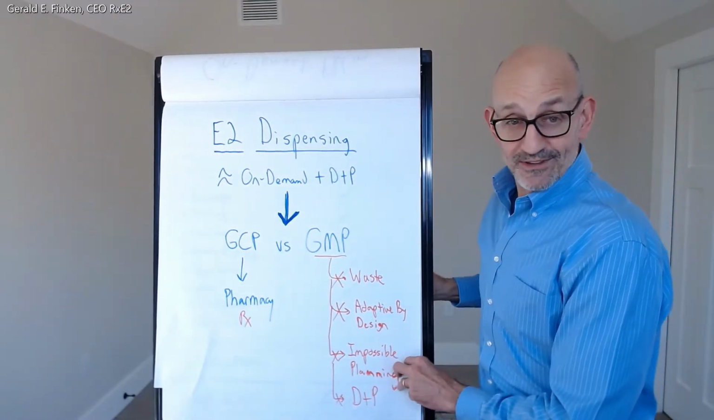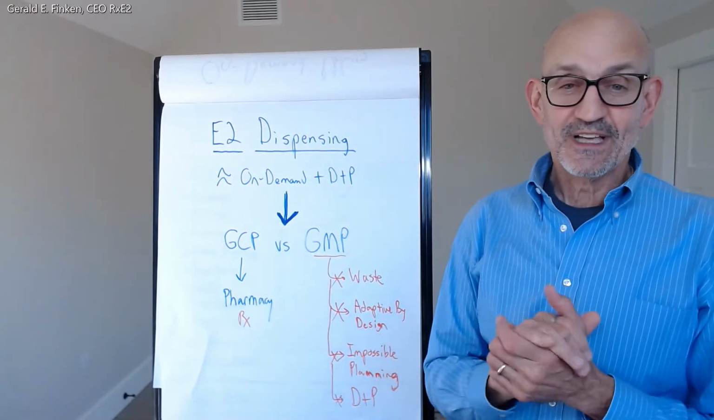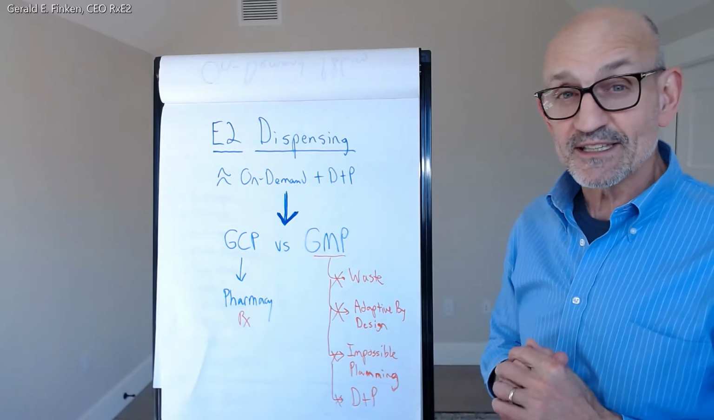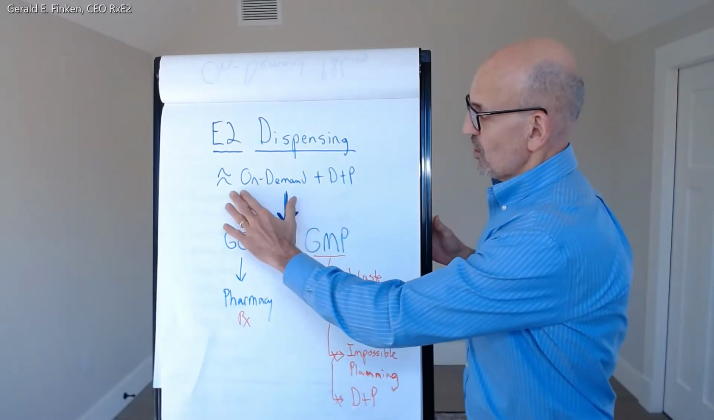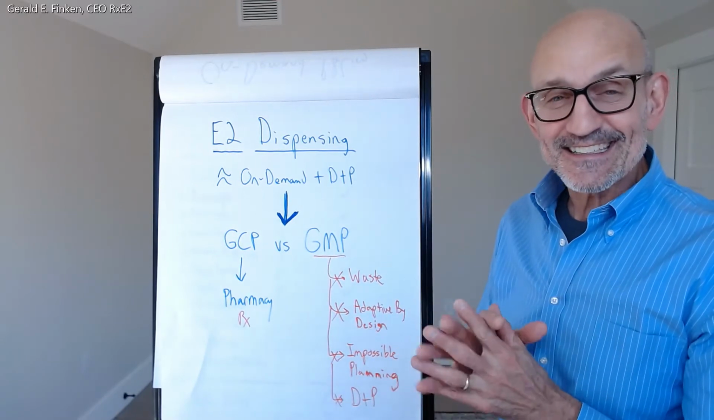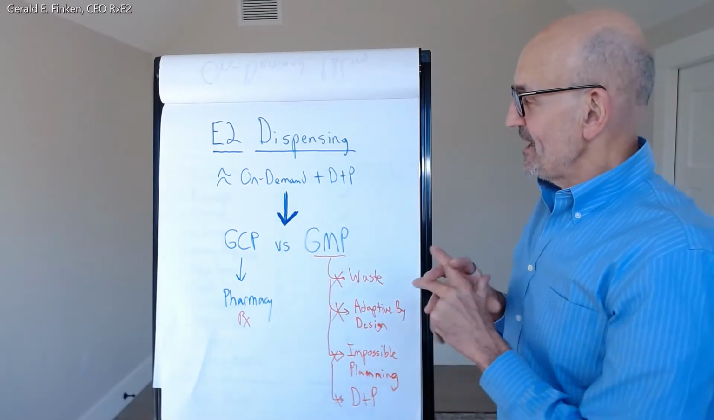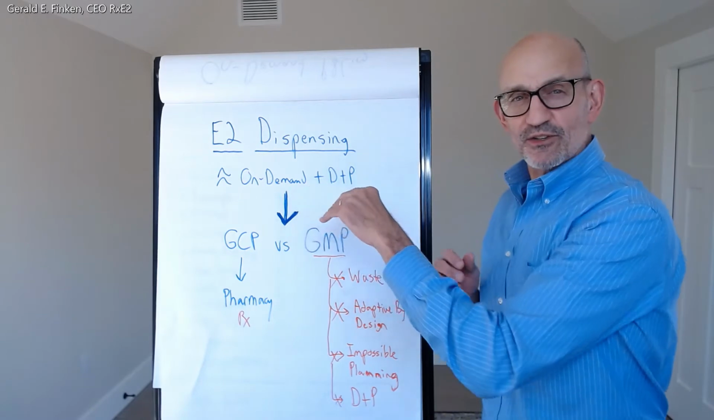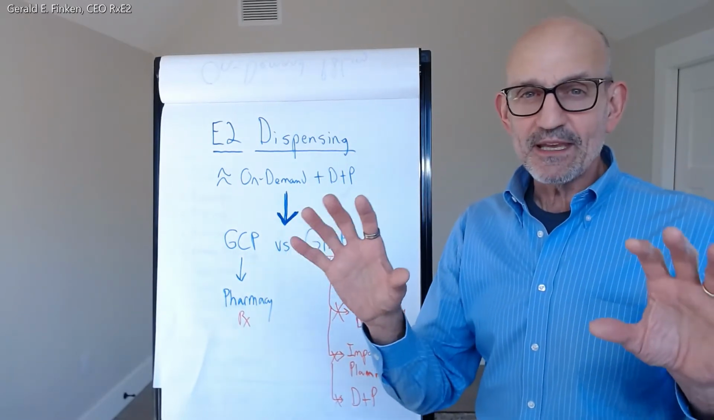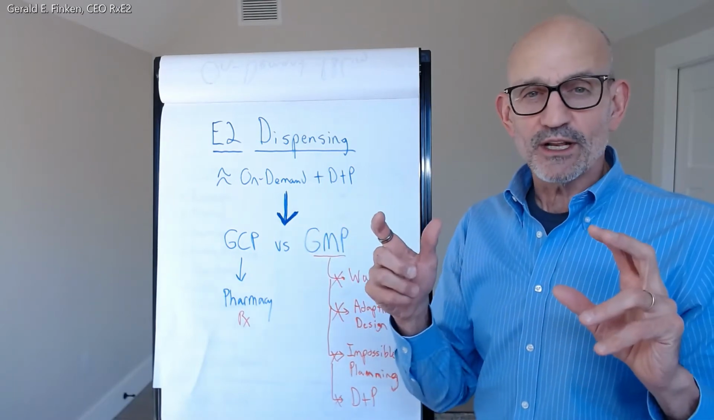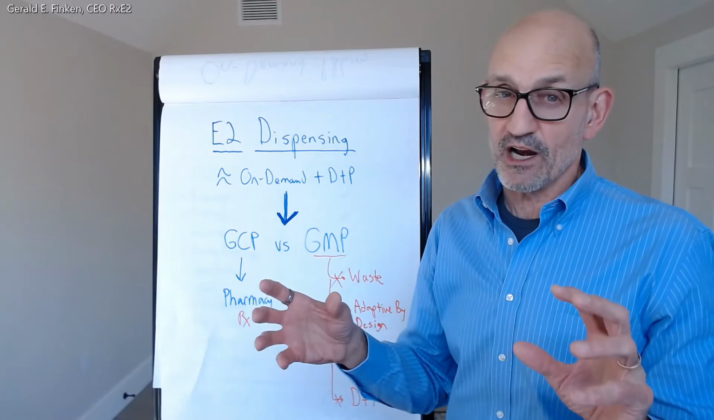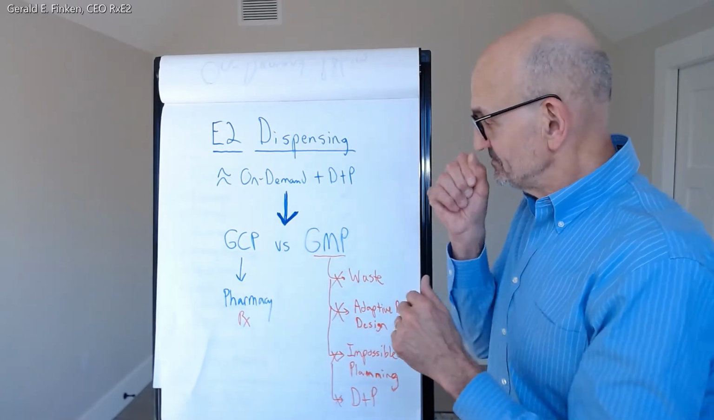So now I'm introducing E2 dispensing. As I talked about in my previous webinar, this is really on-demand and direct-to-patient combined, but on steroids. It's taking it to the next level. When I created this, I was really starting to incorporate the practice of pharmacy into the GMP environment. But now I want to move it out of the GMP environment and into the GCP environment. And I'll talk about that in a second.